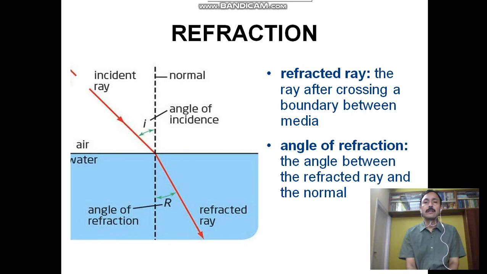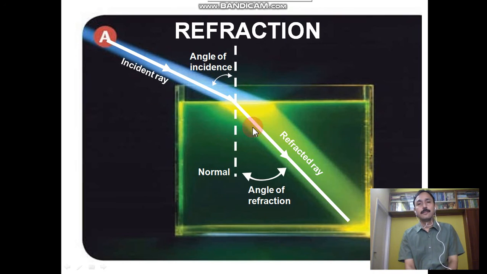So what is the refracted ray? The ray after crossing the boundary between the media. The angle of refraction is the angle between the refracted ray and the normal. This is the incident ray. Suppose this is a glass containing water. Now light should go along this direction, but there is a deviation, as it goes from rarer to denser. This is the angle of incidence. The light is moving towards the normal. This is the angle of refraction.